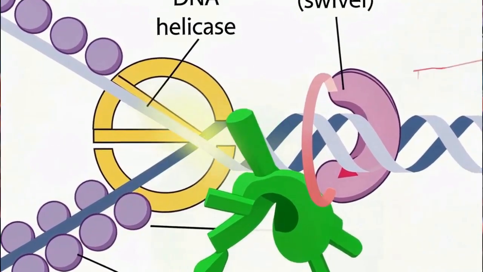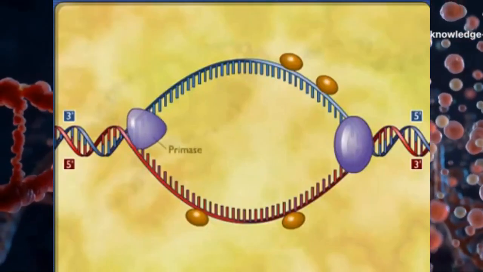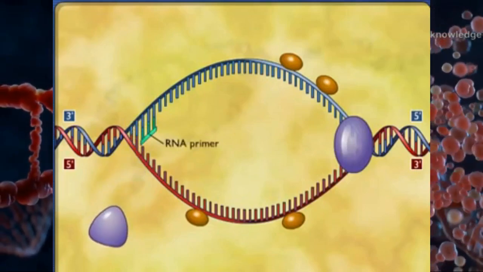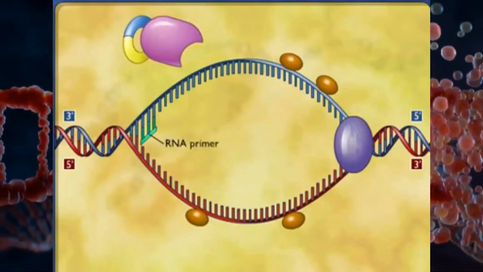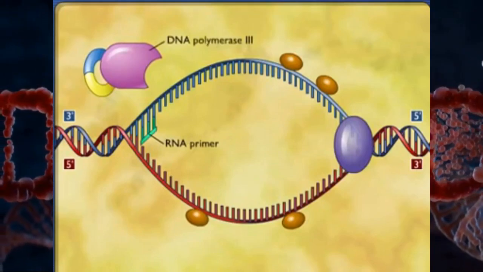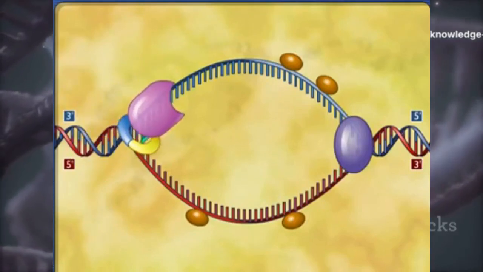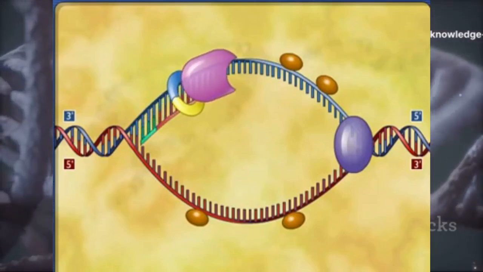But DNA polymerases cannot start replication on their own. They need a starting point. Here, Primase lays down short RNA primers that provide a free 3' OH group for DNA polymerase to begin synthesis. The main enzyme, DNA polymerase, now adds new nucleotides complementary to the template strand.